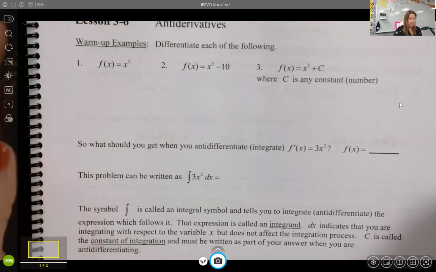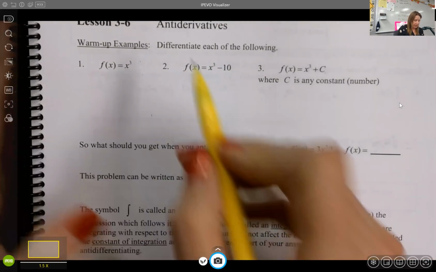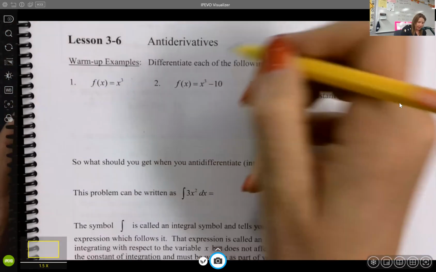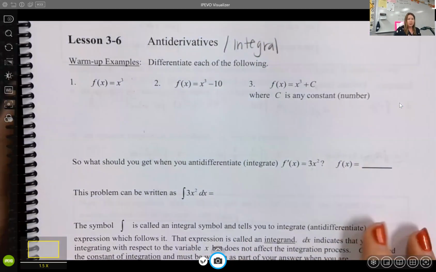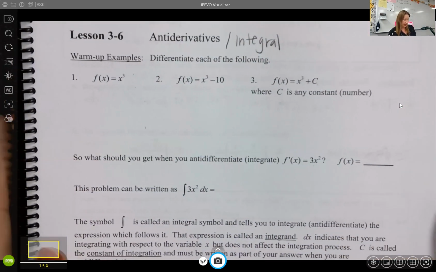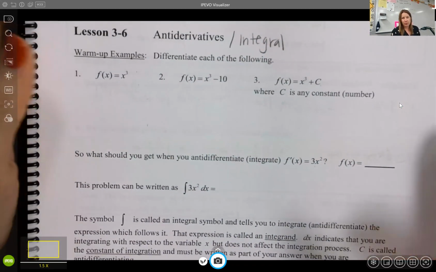All right, you guys, we're doing 3.6. This is the last section in Unit 3. That means we're halfway through AB Calculus. So exciting. Okay, so we're doing antiderivatives. Another word for an antiderivative is an integral. So we're starting to learn our integrals, which is just basically going backwards.